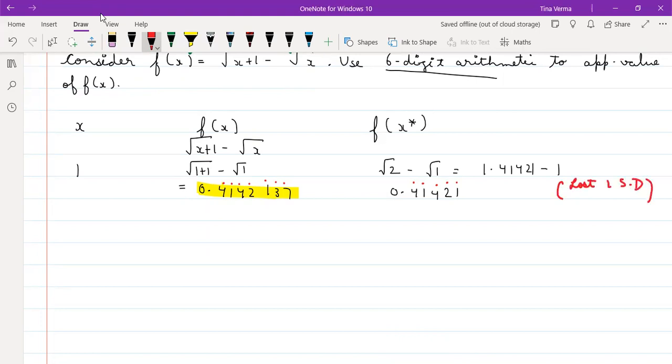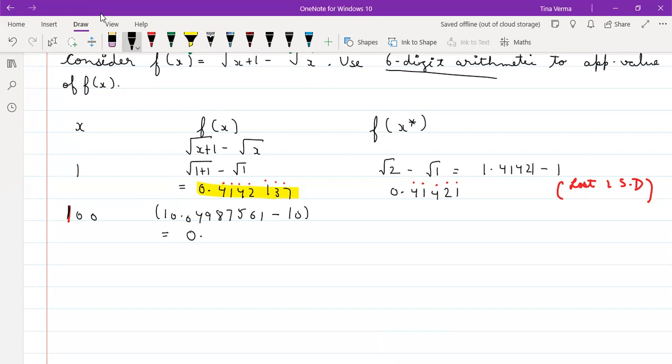1 significant digit. You applied just one operation and x is just 1, and you used 6-digit arithmetic operation, so you have lost 1 digit, right? The same if you consider x as 100. So when you evaluate, this is root of 100 plus 1, that will be your 10.04987561, minus root of 100, that will be your 10.